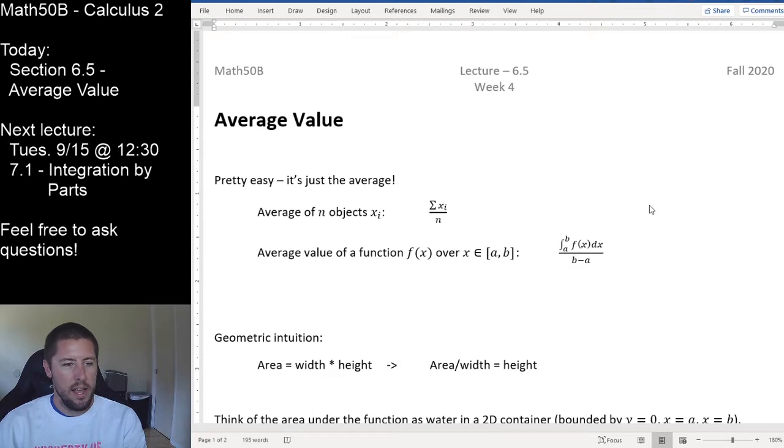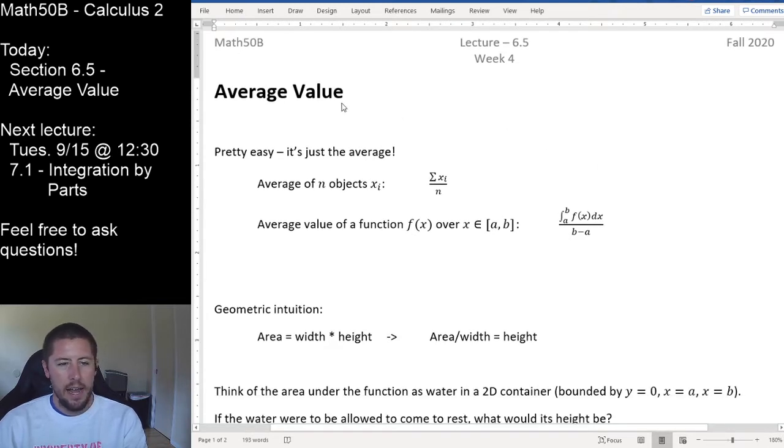So let's go ahead and start with this stuff here. We're talking average value today. As I've said a couple times, in the notes, in last week's message, and already today, it's pretty easy. If you can compute an average, then the concept is the same for average value.